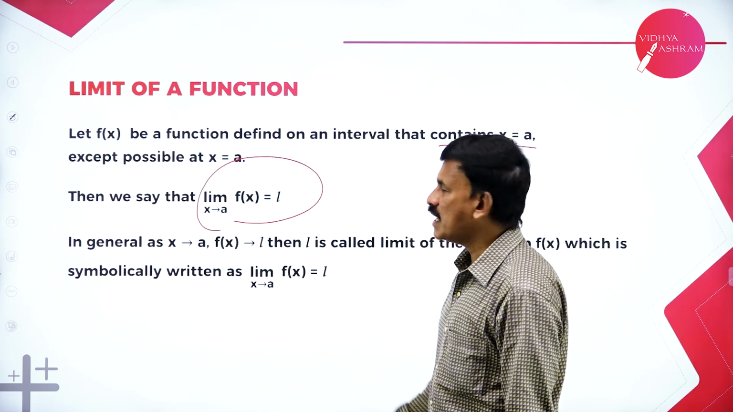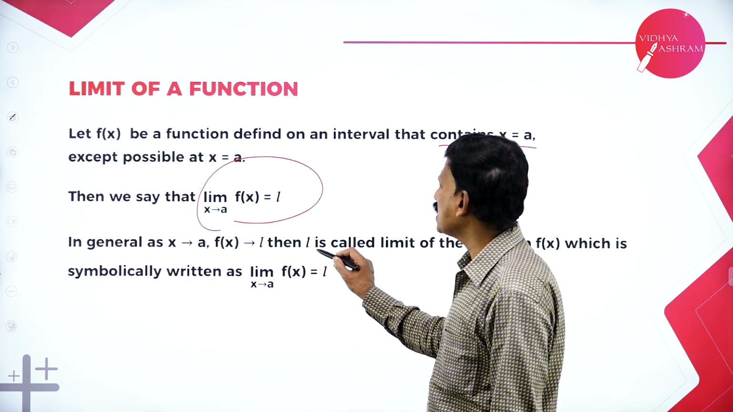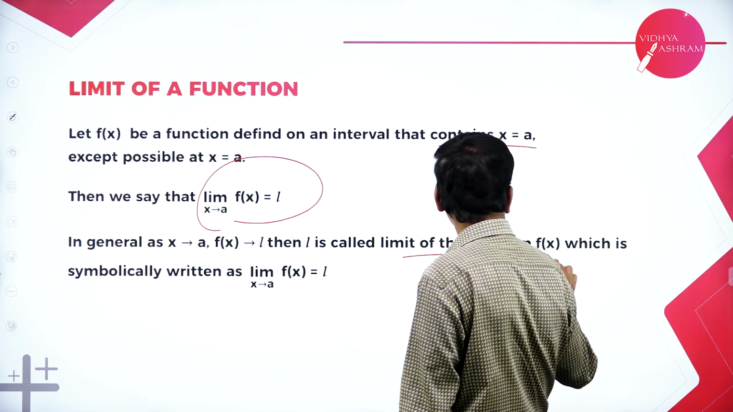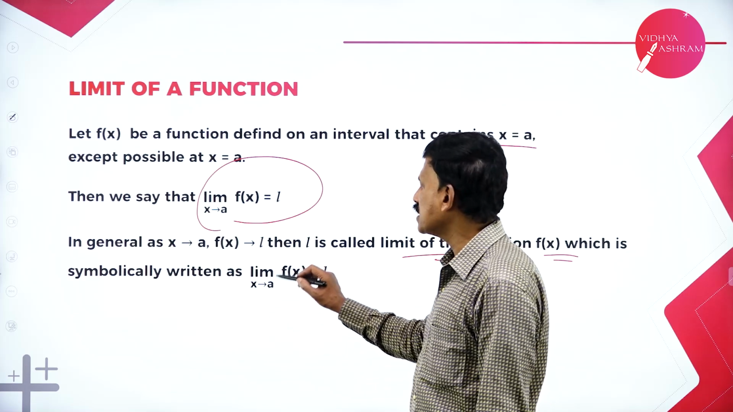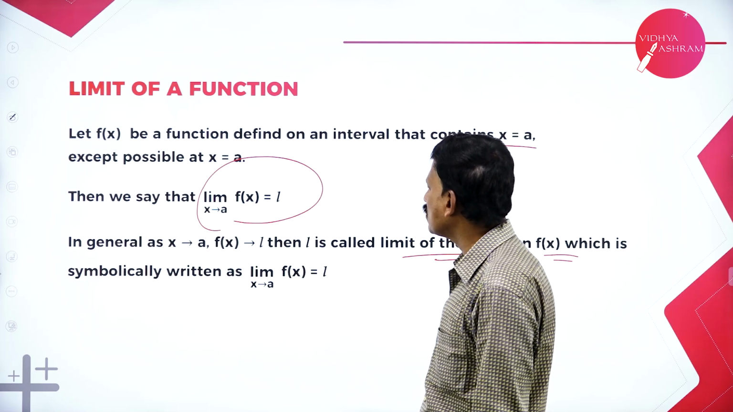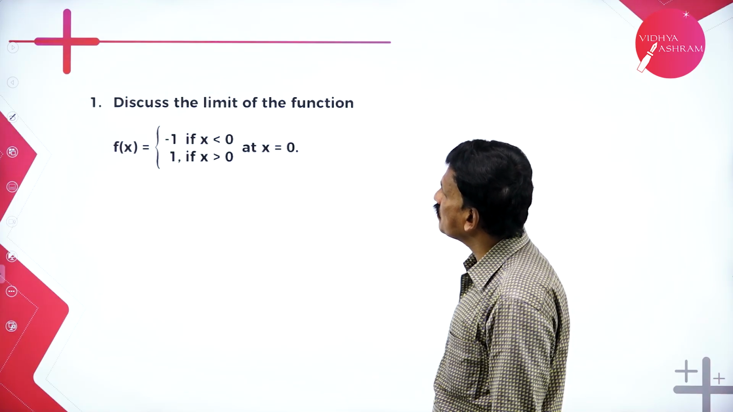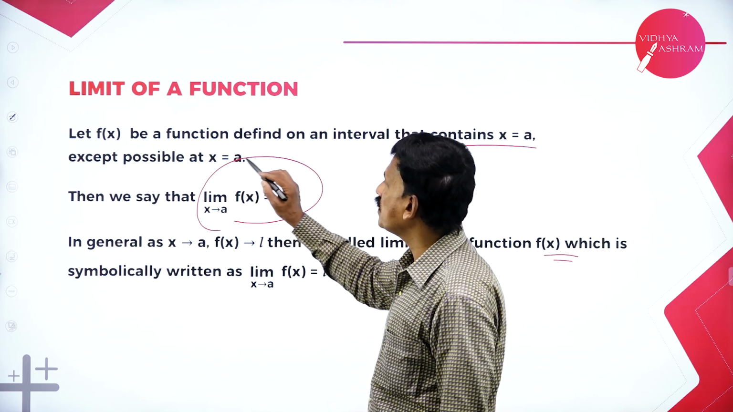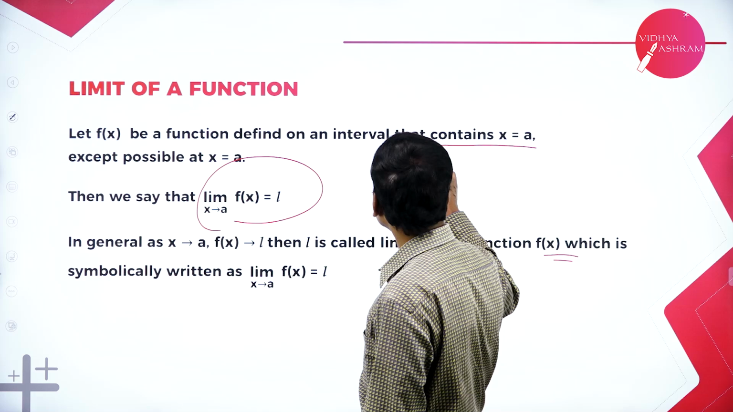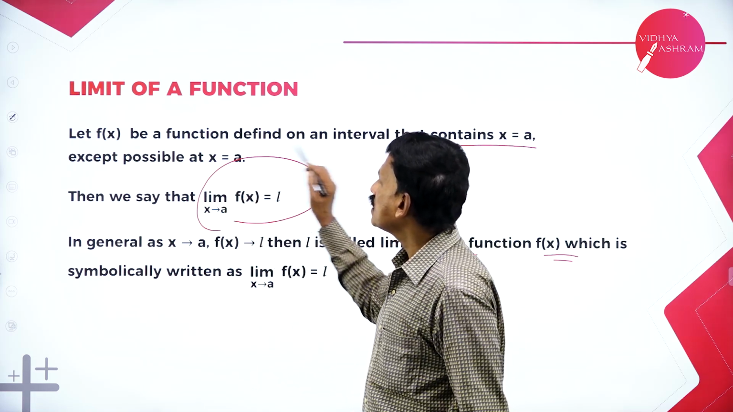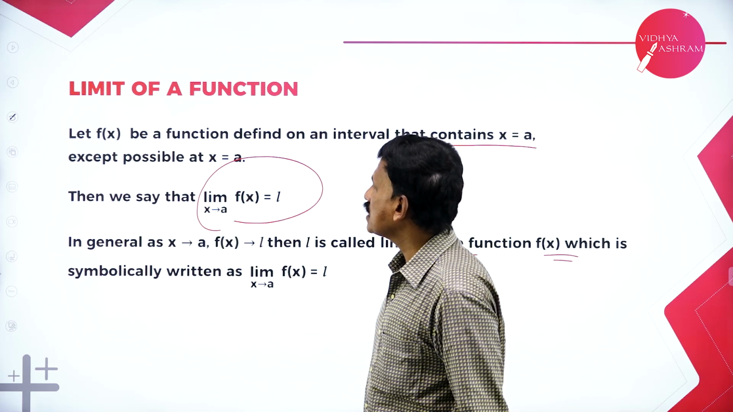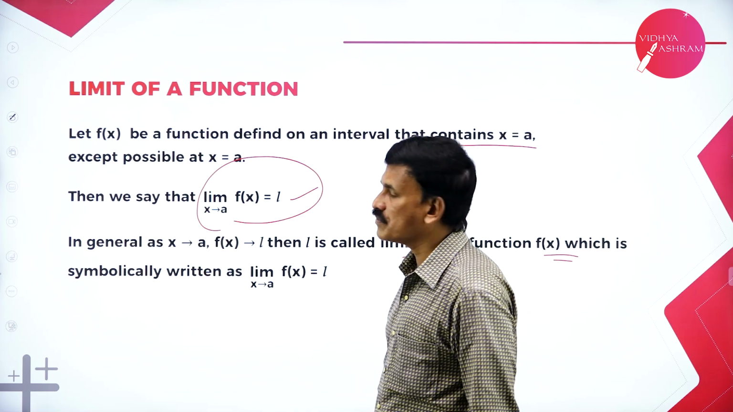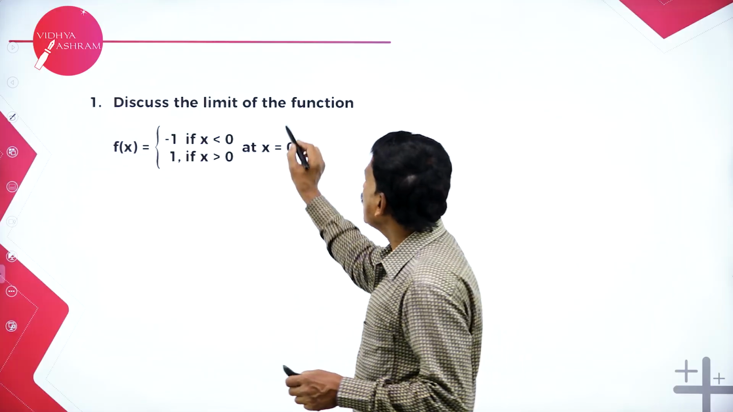That means in general, as x tends to a, f of x tends to L, then L is called the limit of the function f of x, which is symbolically represented as limit as x tends to a of f of x is equal to L. Now, how to define the limit of a function? The limit of a function is defined for a function in an interval that contains x is equal to a, except possibly at x is equal to a, and we denote it as limit as x tends to a of f of x is equal to L.